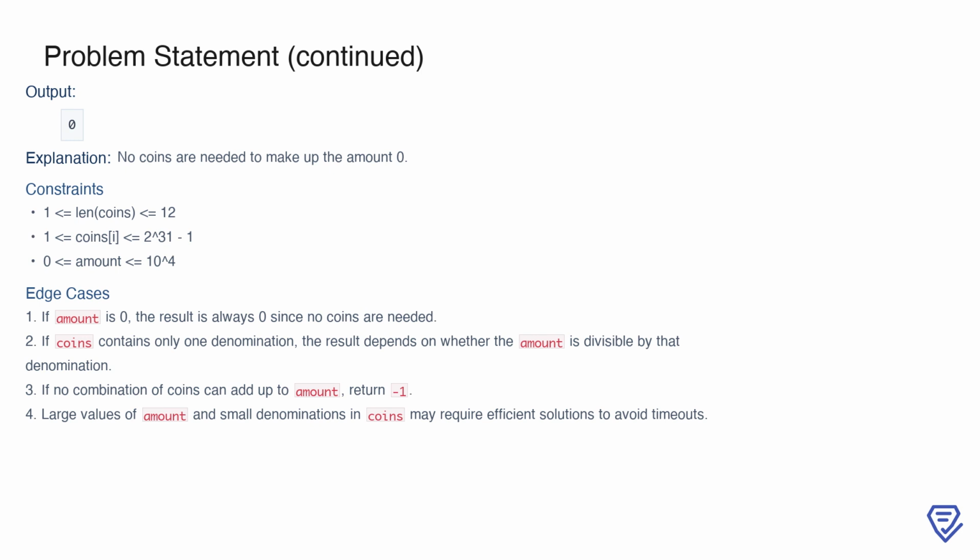Additionally, there are other constraints and edge cases to consider. For instance, if there is only one coin denomination, the solution depends on whether the target amount is divisible by that denomination. If no combination of the given coins can sum up to the target amount, you must return -1. Finally, for large values of amount or when the denominations in coins are relatively small, the solution must be efficient to avoid timeouts. These constraints emphasize the importance of designing an optimized approach to solve the problem.